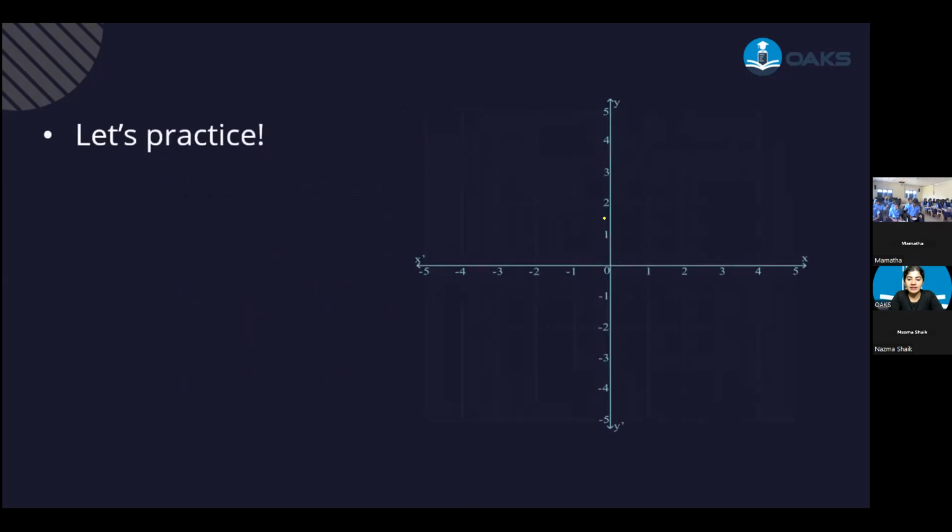Now let's practice only one question. If I have a point that says (-2, -5), how do I start? Everybody will tell me together. So I should start with the origin. So the first point is the origin. Now I should move to the left or right? Left. Till what point?